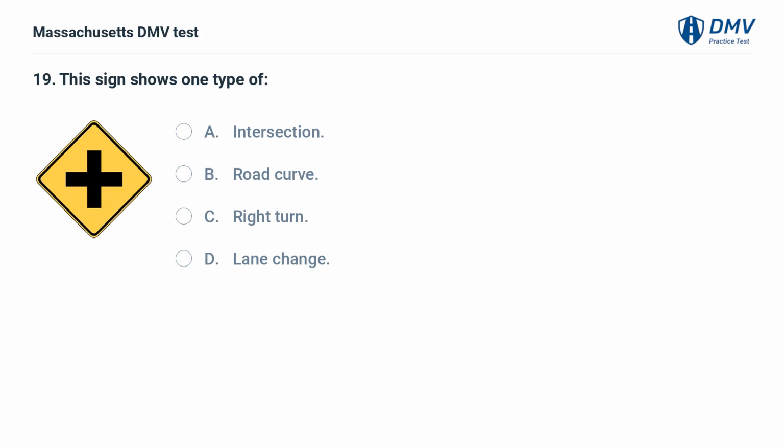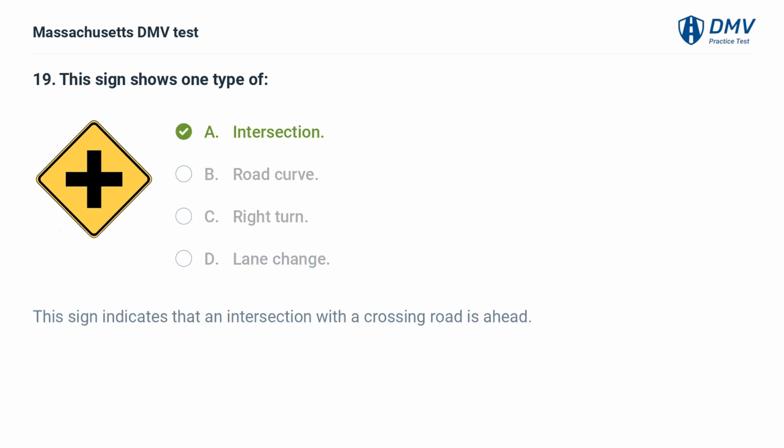This sign shows one type of: A. Intersection. B. Road curve. C. Right turn. D. Lane change. A. Intersection. This sign indicates that an intersection with a crossing road is ahead.